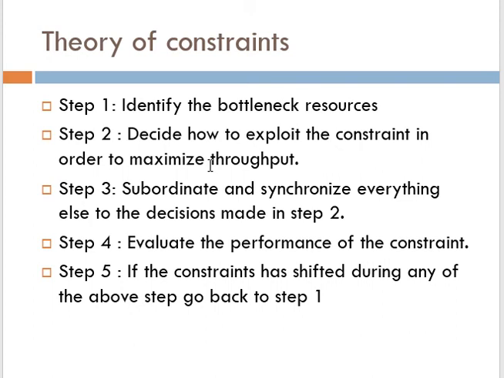As the alternatives are decided in step 2, to maximize throughput, that is to maximize a good output by proper inspection and replacing the constraint, that is exploiting the constraints, we work on step 3, where we subordinate and synchronize everything else to the decisions made in step 2. So we will work that out.